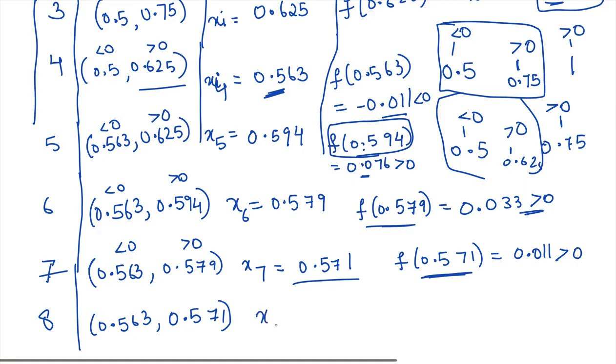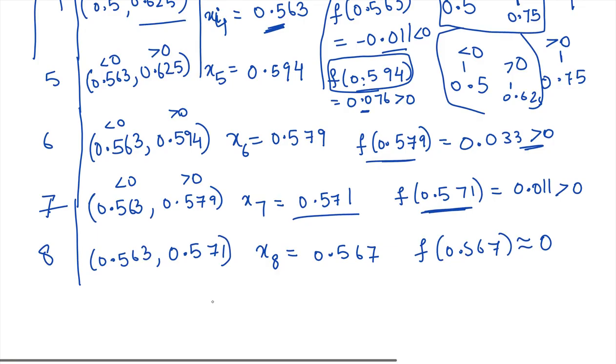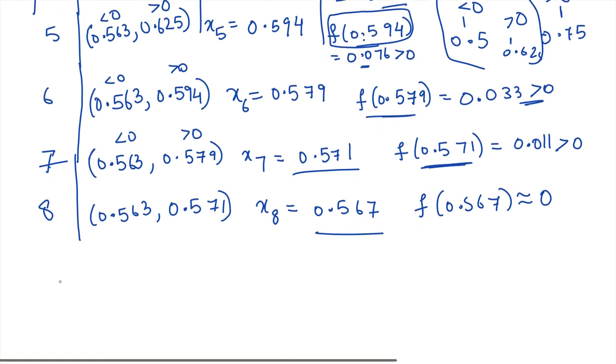Okay, so now our x8 would be 0.563 plus 0.571 divided by 2, which is again 0.567. Now if we do f of 0.567, this is approximately 0. Okay, so rounding to 3 decimals, the root is 0.567, correct to 3 decimals. I hope this is clear.